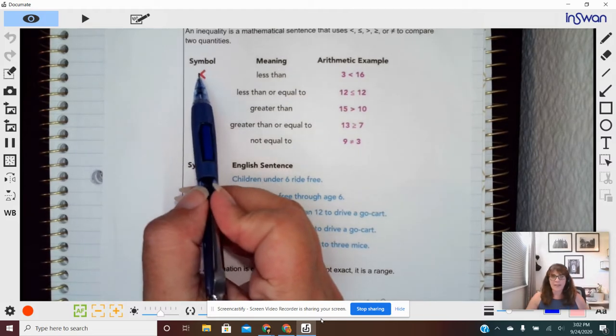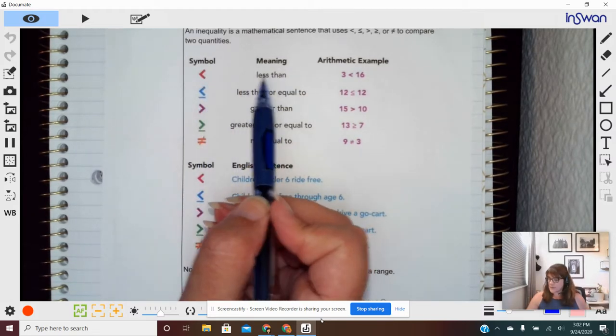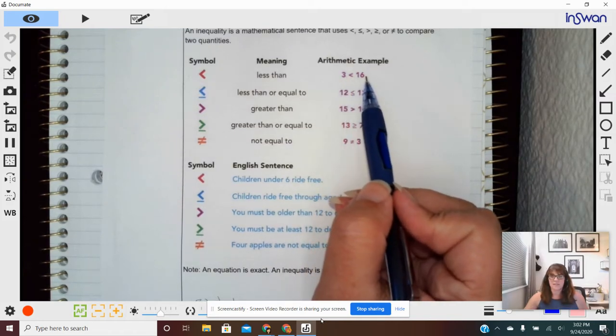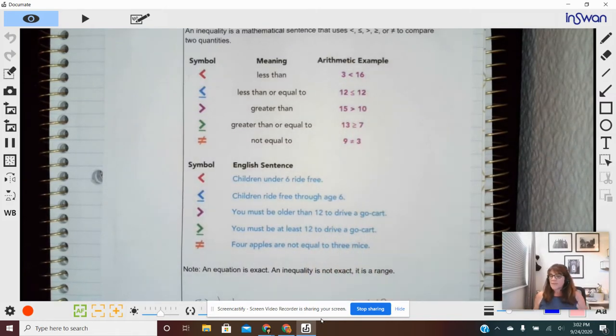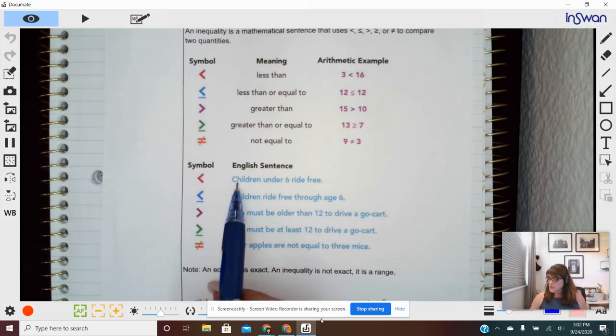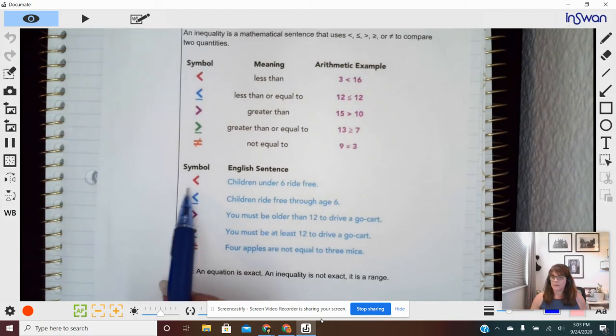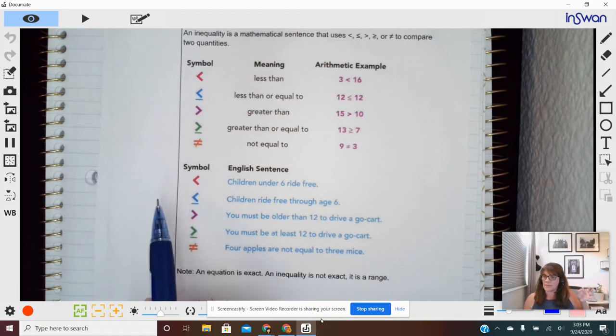Like this symbol right here, less than. Something is less than something else. Well, 3 is less than 16. In real life, in day-to-day activities, that might mean that children under 6, children less than 6 years old, ride free. Your parents might have taken you to Disneyland right before you turned 3 years old, because 3 years old is the magic cutoff age at Disneyland.